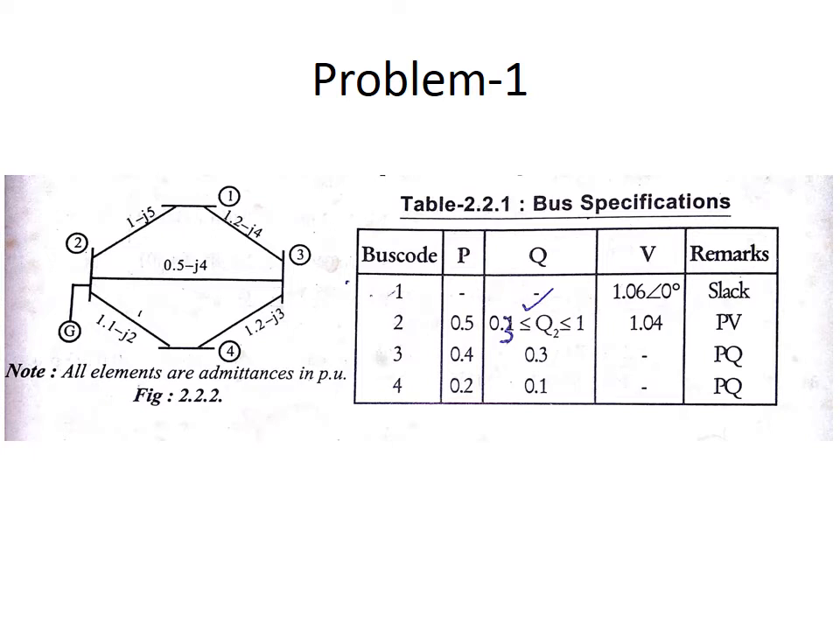Now for the second bus, P, V and the limits of Q are specified. So actually P and V are specified along with the Q limits, so the second bus is a PV bus or a generator bus. For the third and fourth bus, P and Q are specified and V and delta are unknown, so they are regarded as load buses or PQ buses. Now in this figure, all the elements are admittances in per unit.